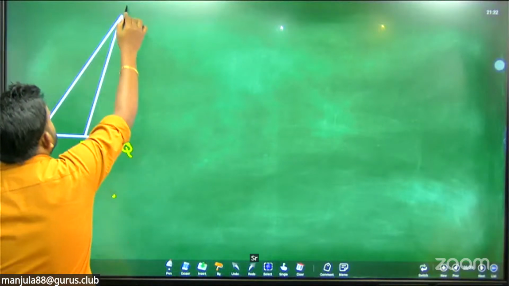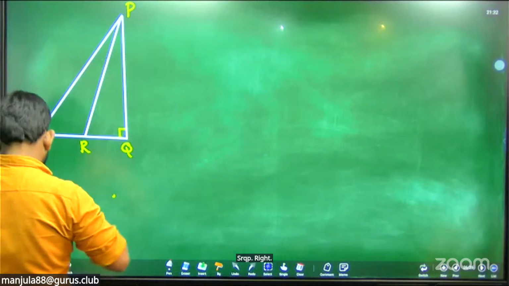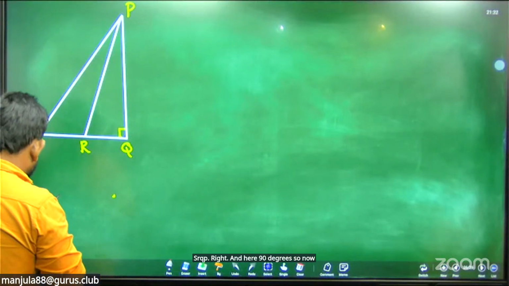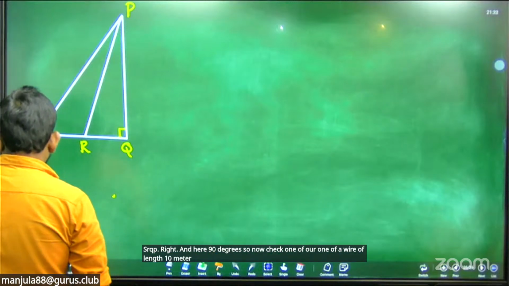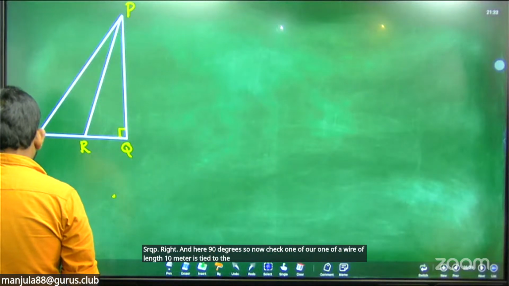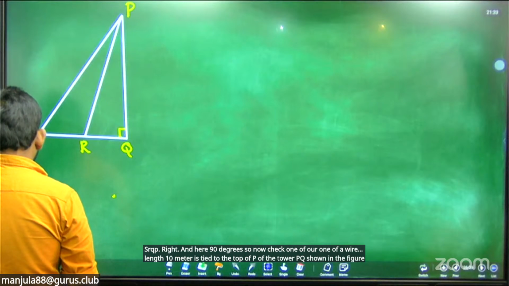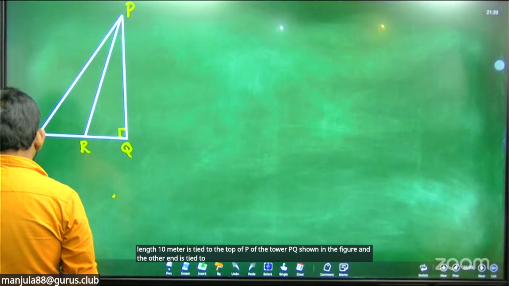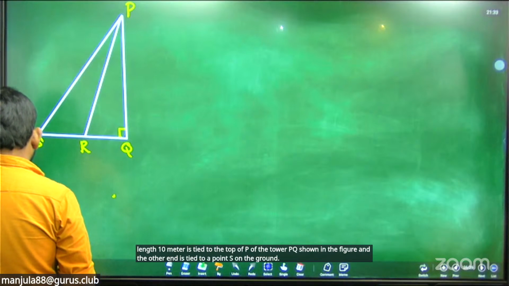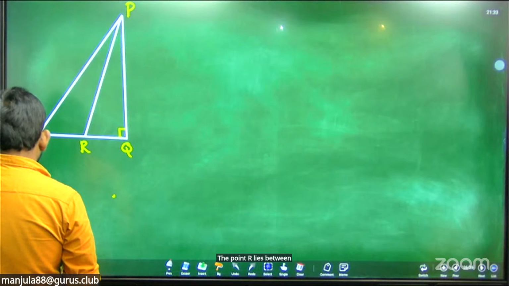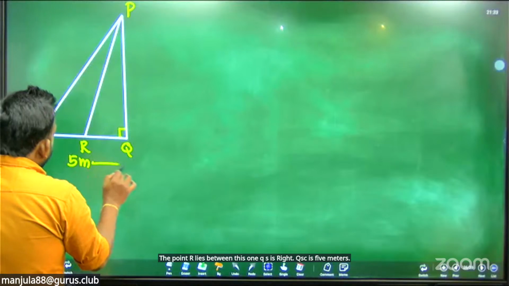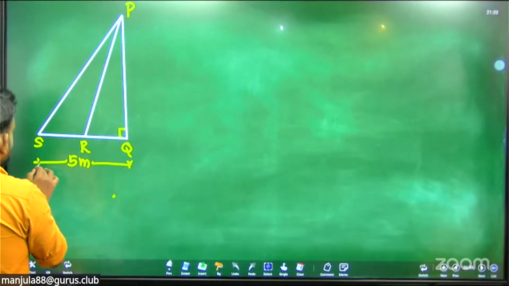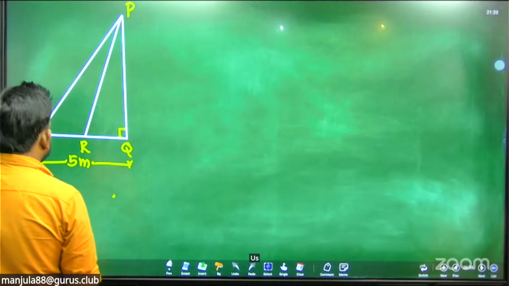SRQP, right, and here 90 degrees. So now check. A wire of length 10 meters is tied to the top P of the tower PQ, shown in the figure, and the other end is tied to a point S on the ground. The point R lies between these. QS is 5 meters from Q.